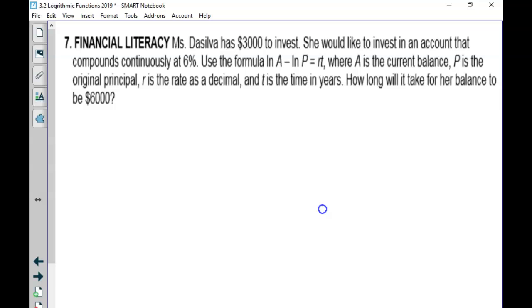All right. Do we have this question? Yes. Mrs. De Silva has $3,000 to invest. She'd like to invest in an account that compounds continuously. They give us this fancy-dancy formula. How long will it take her balance to be 6,000? So where does the future balance of 6,000 go in? The A, yeah, be careful. Wait a minute, I can't read the question. How long will it take her balance to be? But this is what we want it to be now. She's investing this. Yeah, it's a little confusing the way it's worded.